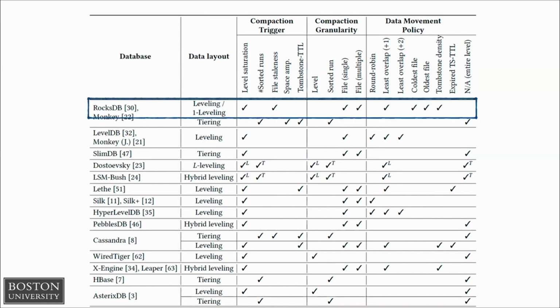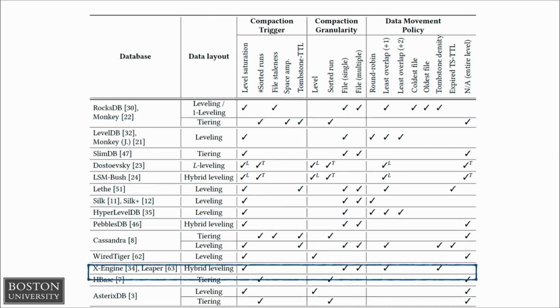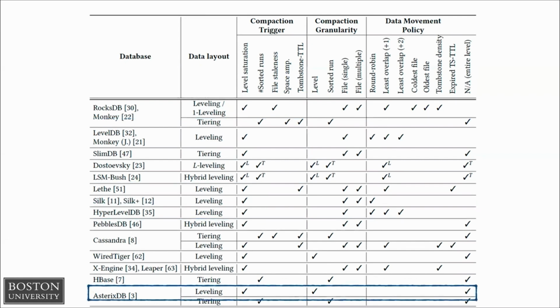For example, RocksDB with leveling has a compaction trigger based on level saturation and file staleness, and it compacts data with a smaller granularity of 1 or several files, but not the whole level. And it has several file picking policies for the partial compaction routine. At the bottom of the screen, you will see *DB, which has both leveling and tiering, but for leveling, it compacts data based on the level saturation. But it does not do a partial compaction. It compacts whole levels at a time.